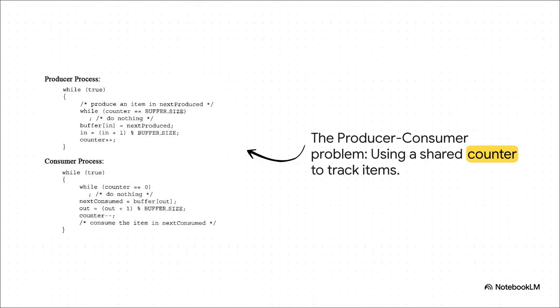Okay, let's make this real with a classic example, the producer-consumer problem. Just imagine you have one process, the producer, that's making items and dropping them into a shared bucket. Then you've got a second process, the consumer, that's taking them out. To keep track of how many items are in the bucket at any time, they both share a single variable called counter. Pretty simple, right?